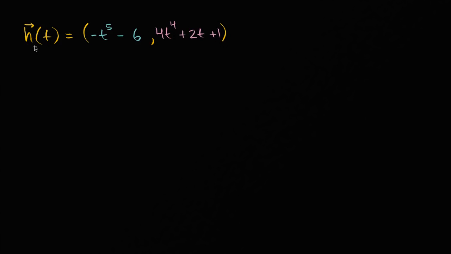So I have a vector valued function h here. When I say vector valued, it means you give me a t. It's a function of t. And so you give me a t. I'm not just going to give you a number. I'm going to give you a vector. And as we'll see, you're going to get a two-dimensional vector.